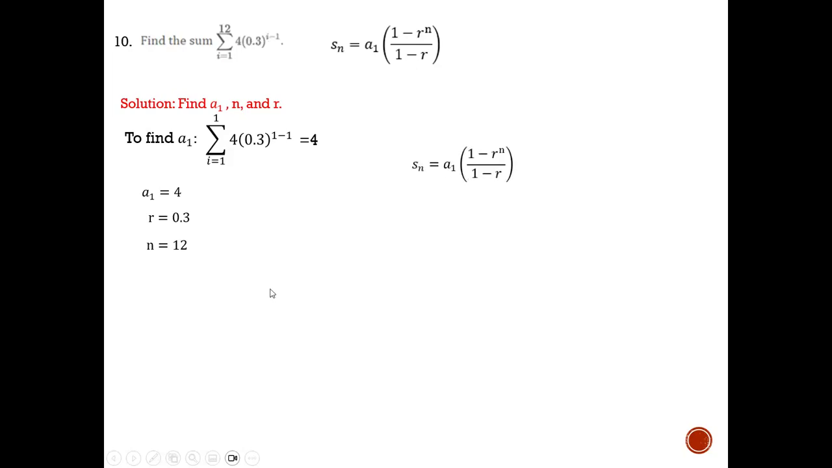So now that we have a sub 1, we have r, we have n, we can plug them into our formula, into our equation. S sub 12, so the sum for the first 12 terms, is going to equal a sub 1, which is 4, times 1 minus that r, 0.3 to the power of 12, all over 1 minus 0.3. Simplify that using your calculator, and we round, it should be 5.714 for the sum of those first 12 terms for that one. Okay.